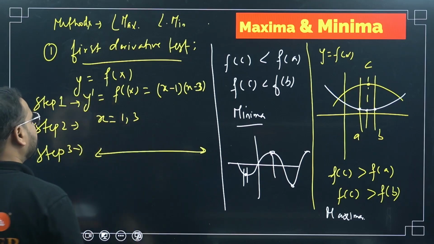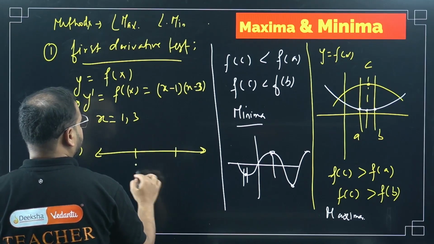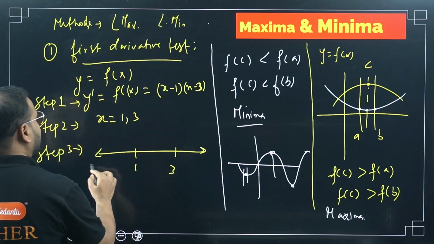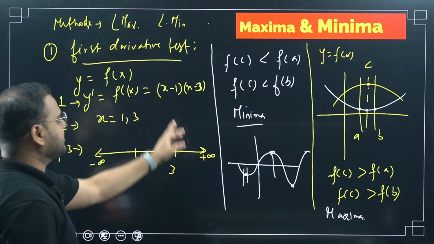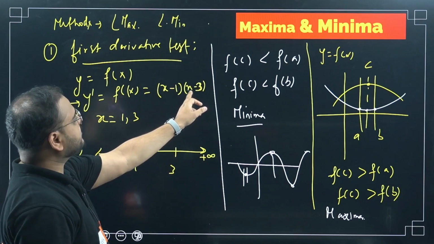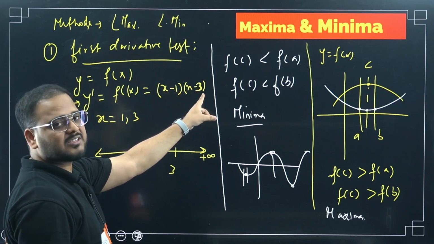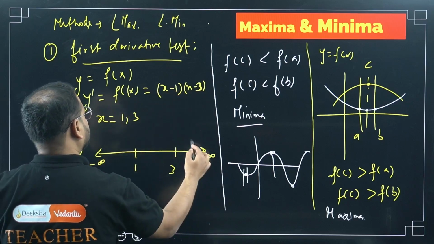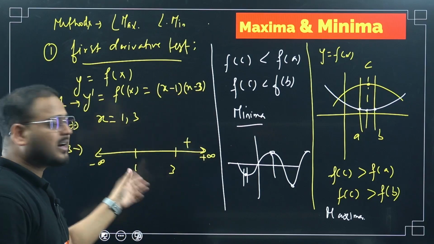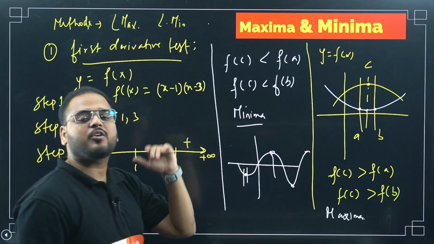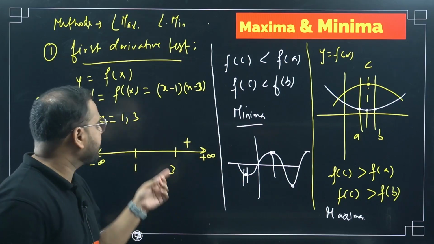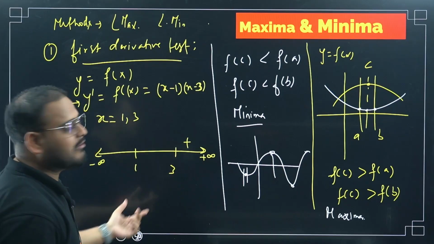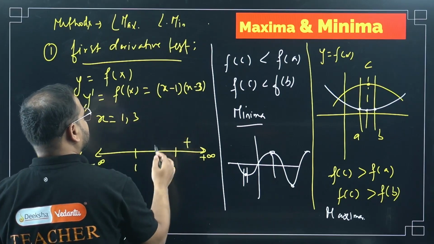We'll draw it on the number line. We'll write 1 and 3, with negative infinity and positive infinity. After 3, this is positive and this is also positive. Please check: 4 minus 3 is positive, 4 minus 1 is positive. So this part is the same as the increasing or decreasing function we learned in the previous case. Between 1 and 3, I will take 2, and I'll get negative.